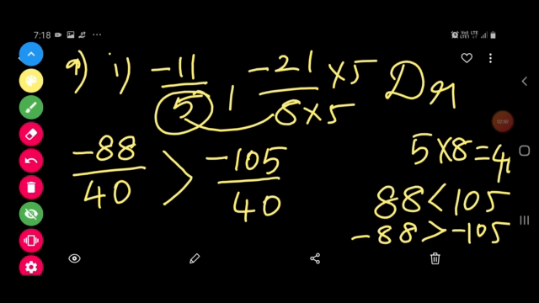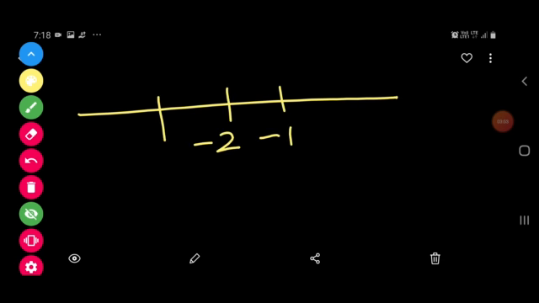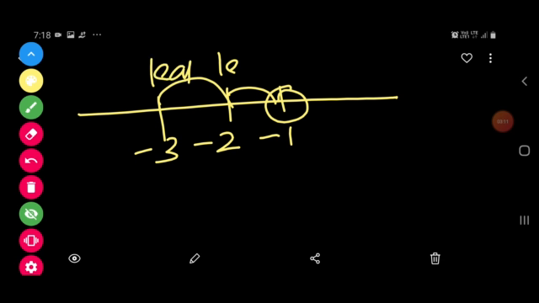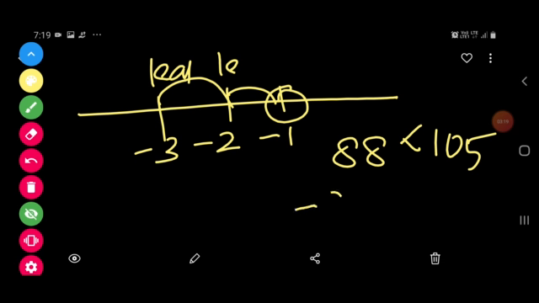So, minus 88 by 40 will be greater than minus 105 by 40. Why is it? Because in the number line we know that minus 1, minus 2, minus 3. Compared to minus 1, minus 2 is the lesser number. Compared to minus 2, minus 3 is the lesser number. So, if it is positive, 88 is less than 105. If it is negative, minus 88 is greater than minus 105.